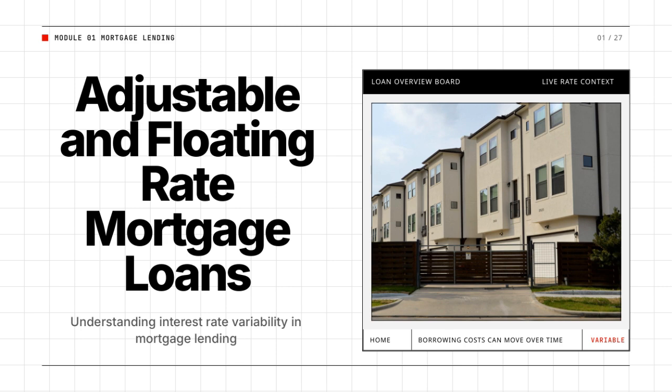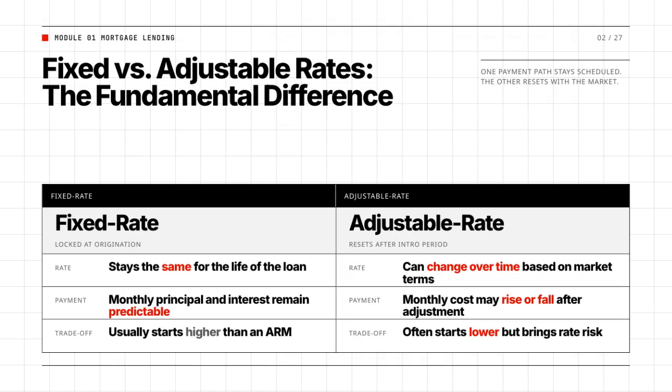In this slide, we're diving into the fundamental difference between fixed rate and adjustable rate mortgages. Let's start with fixed rate loans. With a fixed rate mortgage, your interest rate is locked in from the very beginning and stays the same throughout the entire life of the loan. This means your monthly principal and interest payments are predictable and won't change, providing stability and ease in budgeting. The trade-off, however, is that fixed rates usually start out higher compared to adjustable rate mortgages.